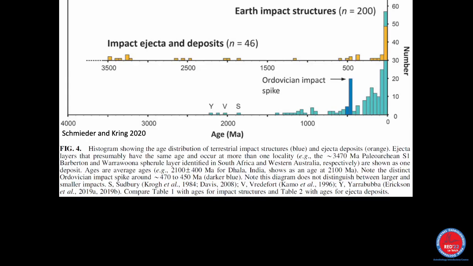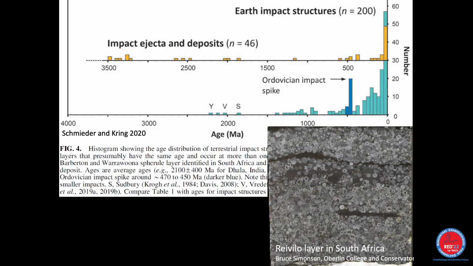This is why, to get information about this very early solar system bombardment, we would have to go to other planetary bodies that do not have as intensive geology, let's call it in this way. However, we have something that is called impact ejecta and deposits. This is a situation where we do not have an impact crater, but we have some rocks that have been affected by the impact event.